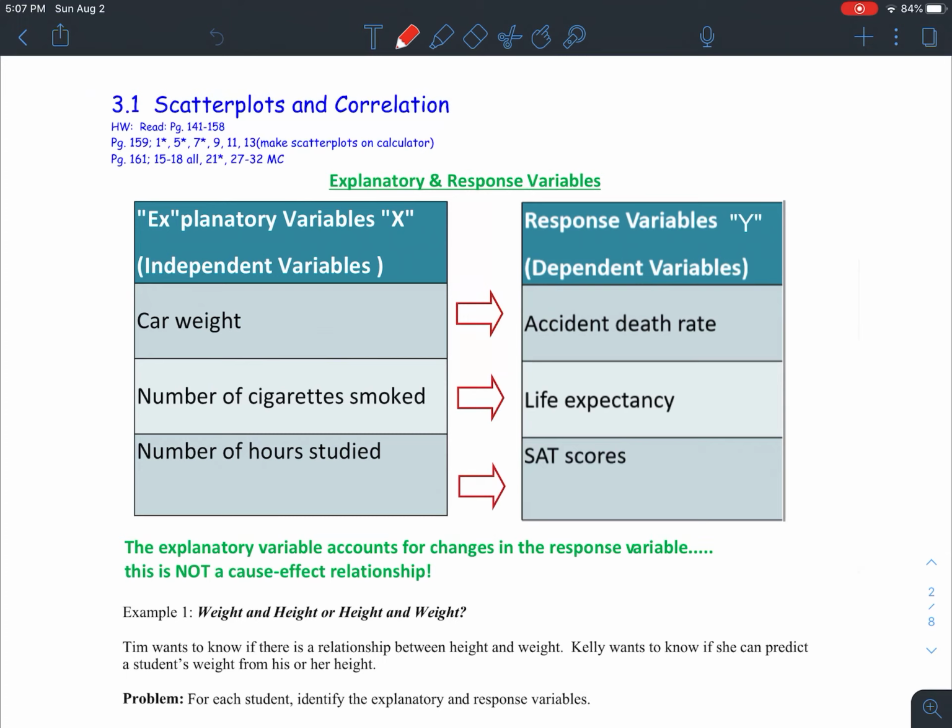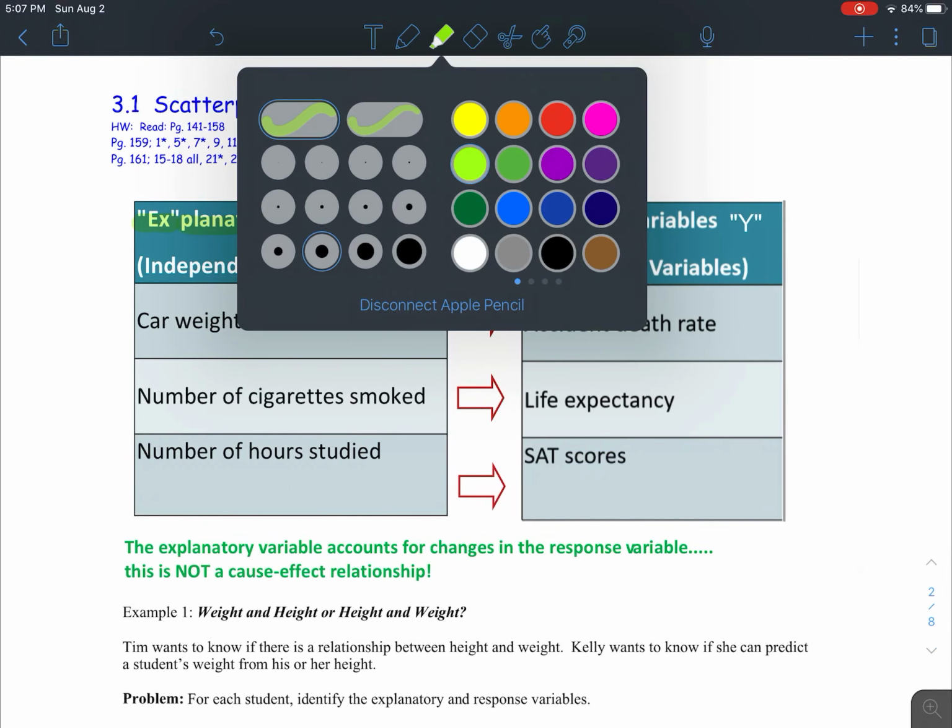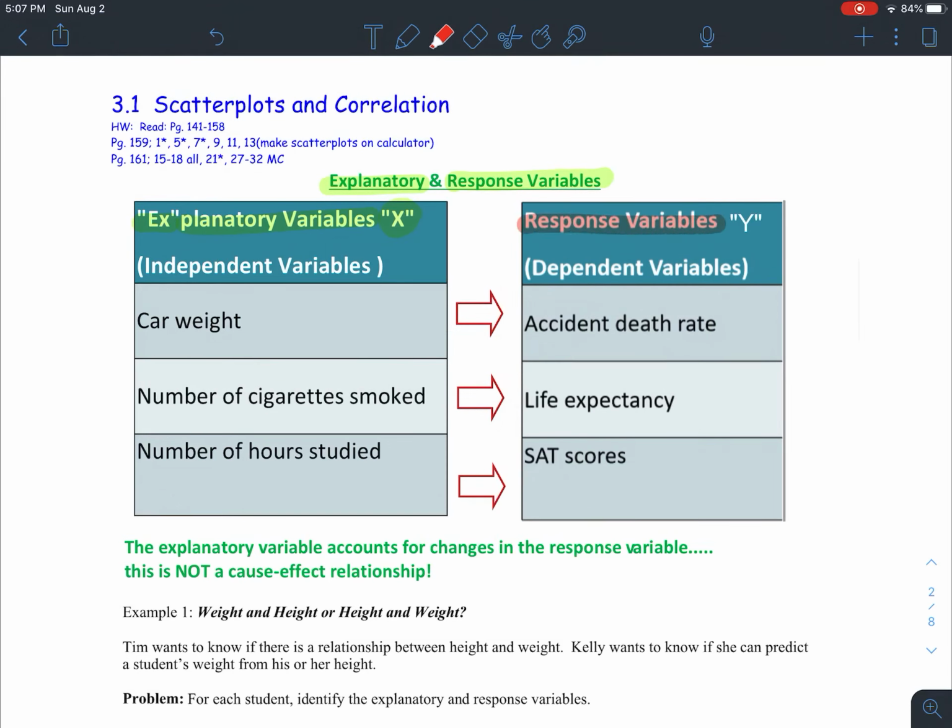Okay, section 3.1, we're going to be discussing scatterplots and correlation at the beginning of this chapter. When we use scatterplots, we are measuring how strong the relationship is between two variables. Those variables are called the explanatory and the response variables. The explanatory variable is always your x variable, and then the response variable is always the y variable.